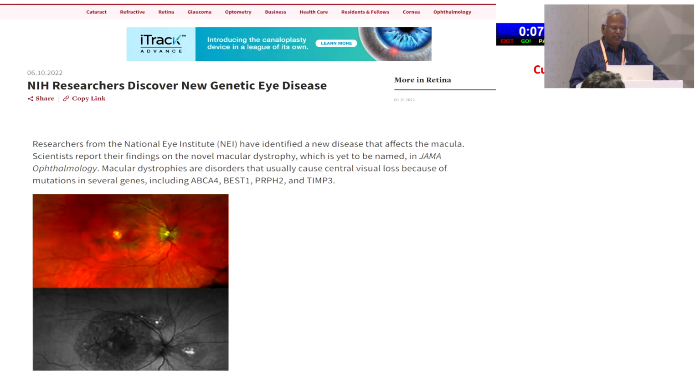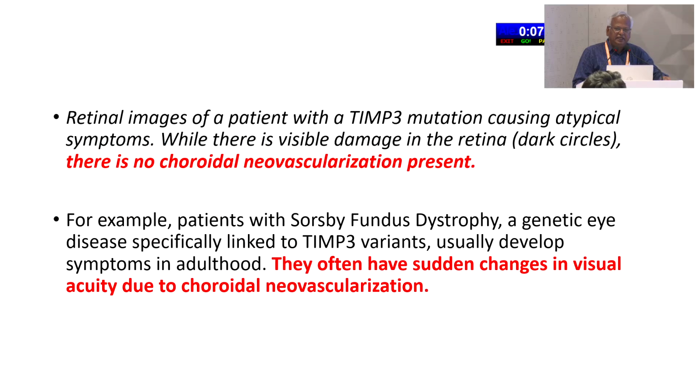And then this is a very recent report from the National Eye Institute. They have not yet named the eye disease for this particular thing. Phenotypically, they are well documented, but there is no name for this particular disease. And then they did the genotyping of this particular patient. They came up with TIMP3. This is the name of a gene. And again, the same kind of mutation was identified for another syndrome.